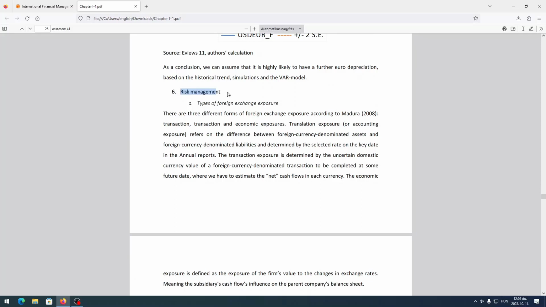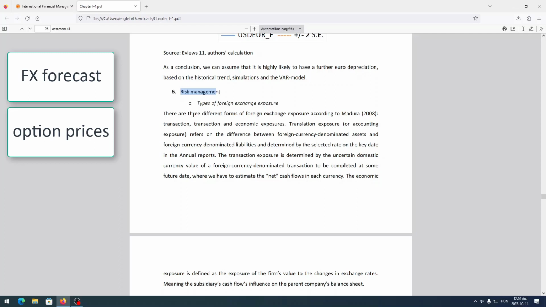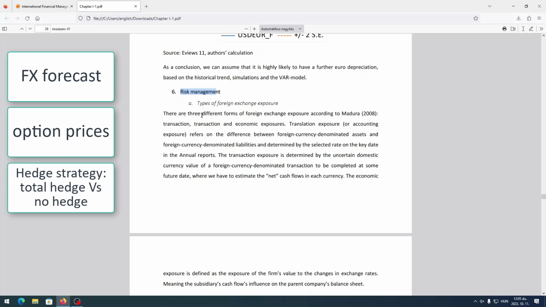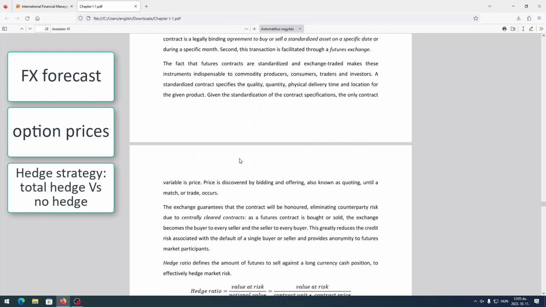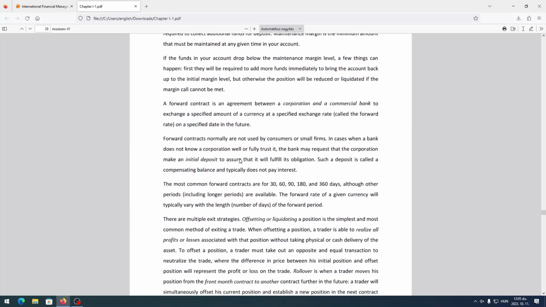We would like to focus on risk management. So first of all, we need the following ingredients. We need currency forecast, we need option prices, and then we can see what the pros and cons are for following different hedging strategies, at least what kind of exposures do we have. So our objective today is not to evaluate the exposure, but to price the beautiful options.